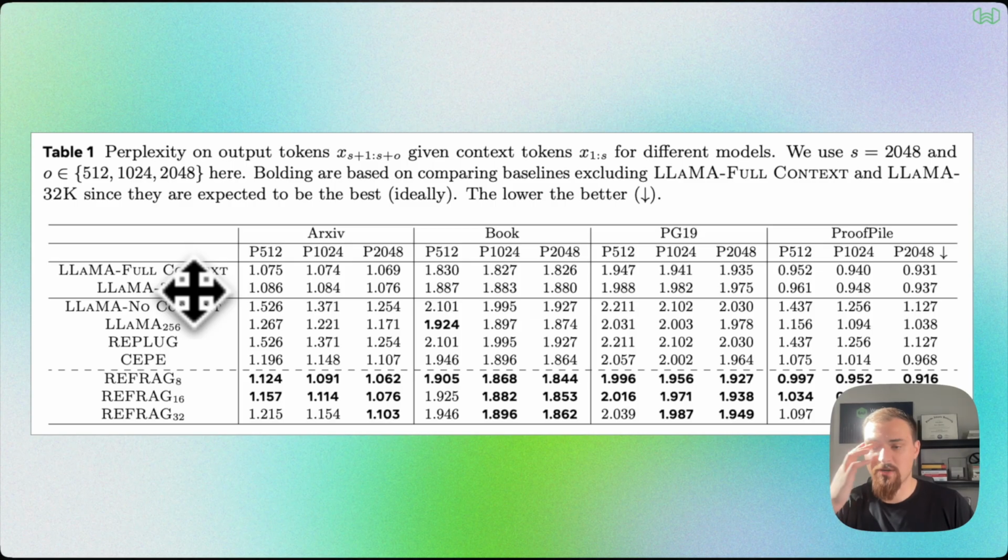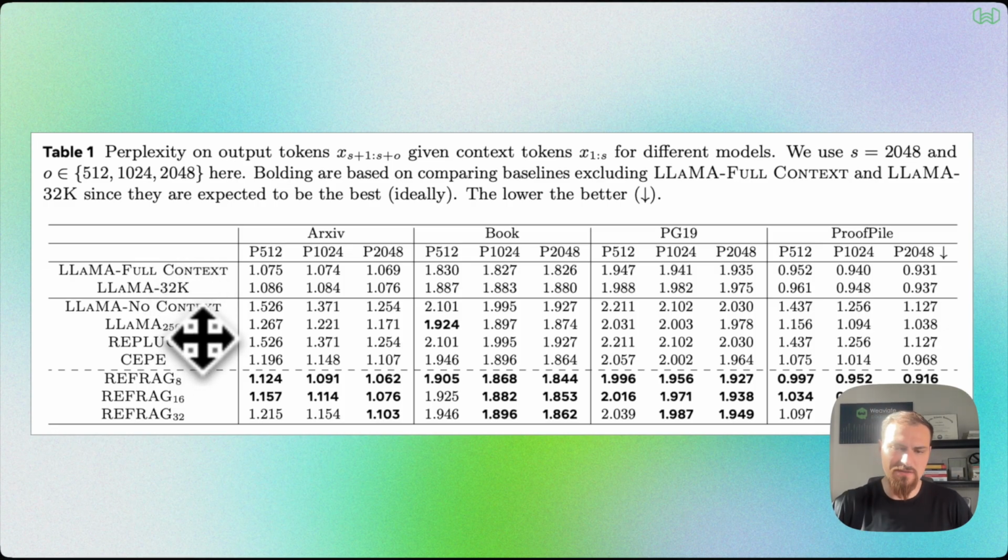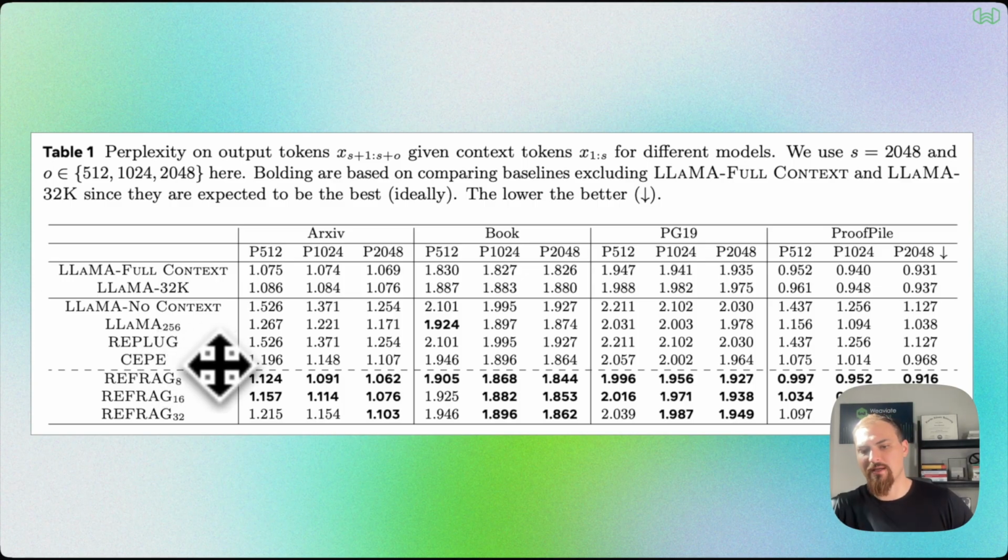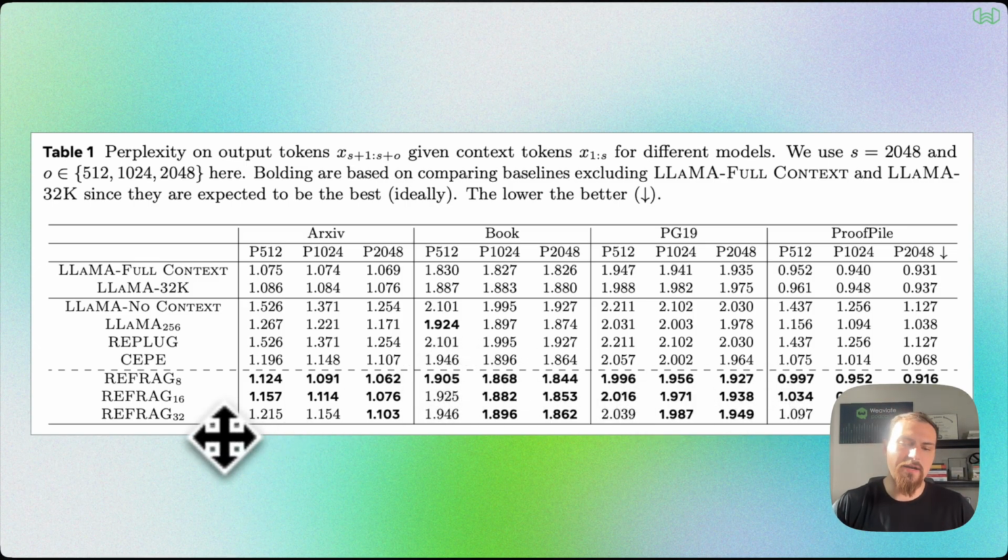Llama 32K, they describe this as a Llama 2 7 billion parameter model that's been fine-tuned to process 32,000 input lengths. And then you have Llama 256. This is a rolling window of the last 256 context tokens. And then you have 2 other prior works that I'm not familiar with myself, REPLUG and CEPE. And then you have the Ks for the different parameterizations of REFRAG. So when it's REFRAG 8, that means those sub-context units are 8 tokens, 32 is 32 tokens, and so on.